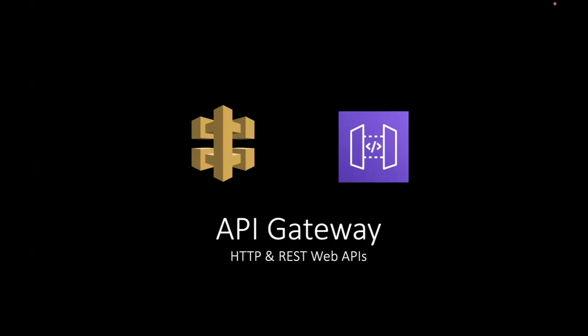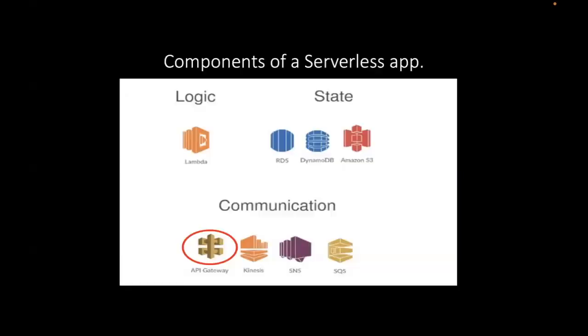So that's going to be the topic for the start of today's lecture. How do we create a RESTful web API interface to our backend functionality? And so we've seen this kind of image before. This is my representation of the different aspects of a serverless application. And today we're looking at what's loosely linked to the communications part of a web application. That's where API Gateway fits in.